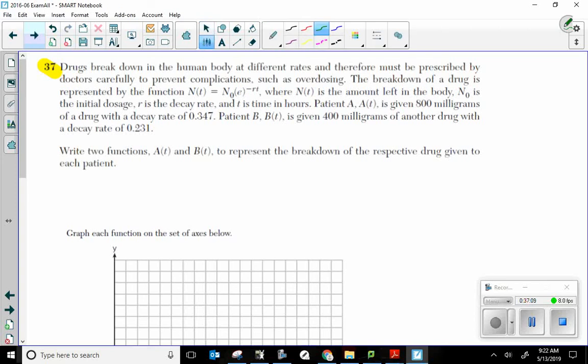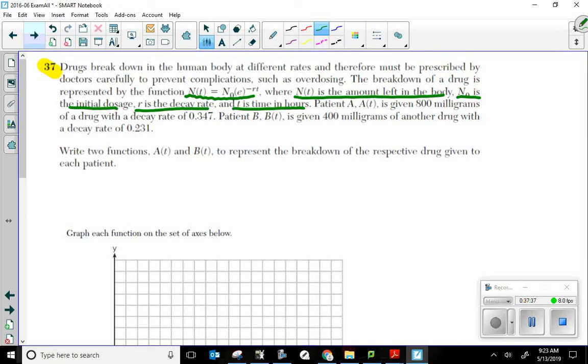All these variables that we just read in this equation that make us say, oh my God, they give to us. Amount left in the body, n sub 0 is the initial dosage. R is the decay rate, and t is time in hours. Okay. Patient A is given 800 milligrams of a drug with a decay rate of 0.347. Patient B is given 400 milligrams of another drug with a decay rate of 0.231.